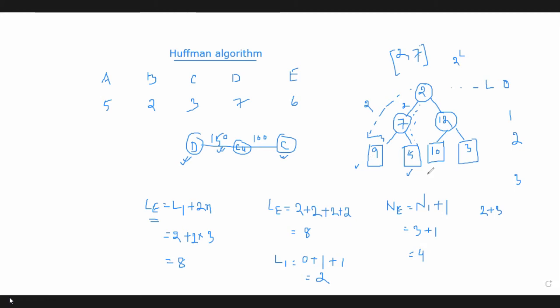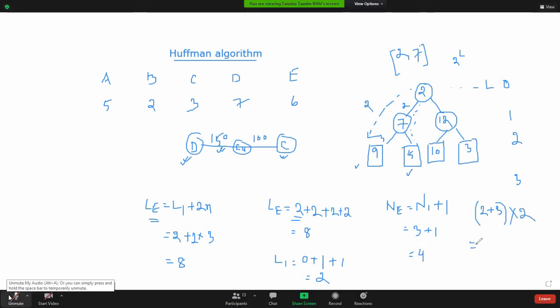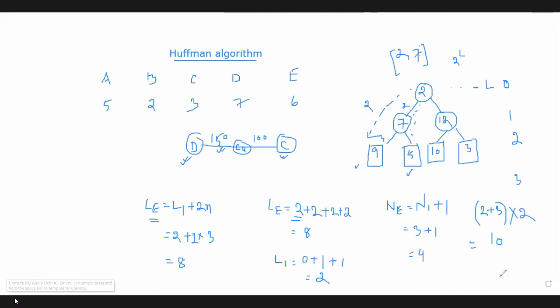But what about the weighted path length? You multiply that weight with the path length. For this destination node 9, the path length was 2. This is the path length of node 9. And what is its weight? 2 plus 3, 5. Now, if we multiply this weight with the length, what will be the total value? What will be the weighted path length? Weighted path length is 5 into 2 equals 10. That is the weighted path length.